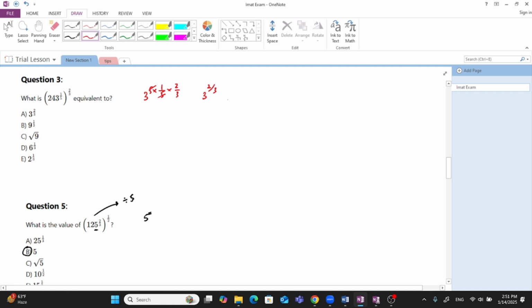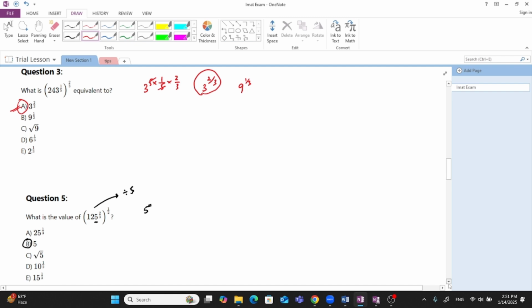So we can write this like, how can we do this? Like 9 to the power 1 by 3. This one is also an answer, but the right answer is 3 to the power 2 by 3.